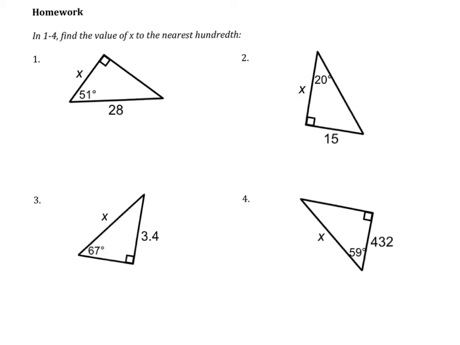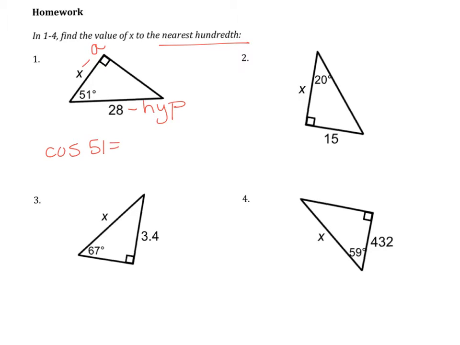Find the value of x to the nearest hundredth. Okay, so based on the information that's given in this right triangle, I have the hypotenuse down here, which is across from the right angle, and I have the other side that's next to the angle, that is the adjacent side. So this is the cosine function.